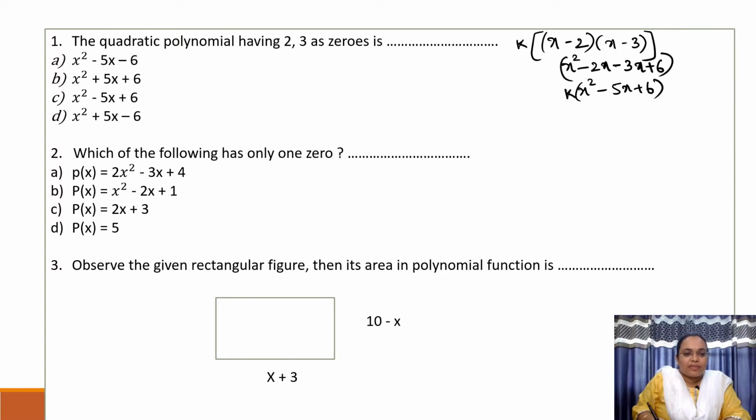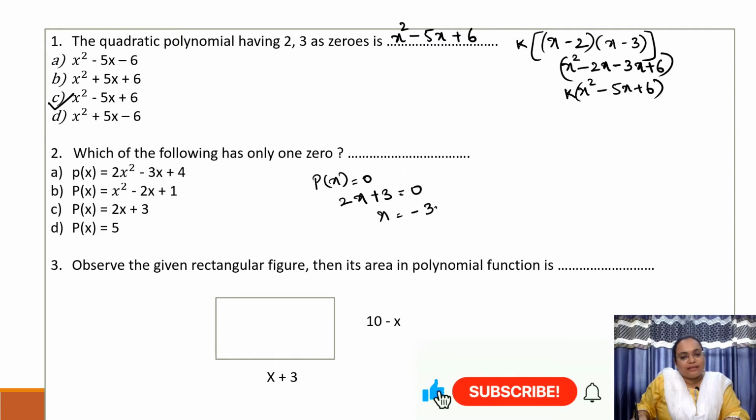Okay, so the next one is which of the following has only one zero? So which one has only one zero? A linear polynomial, right? p of x is equal to 2x plus 3. When you put p of x equal to 0, that will be 2x plus 3 is equal to 0, x is equal to minus 3 by 2. Minus 3 by 2 is the zero of this linear polynomial.